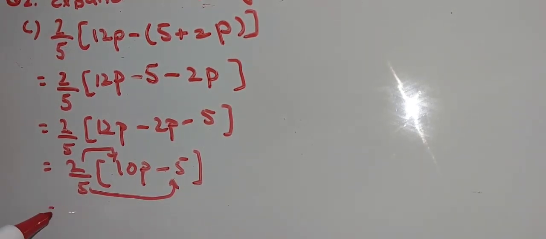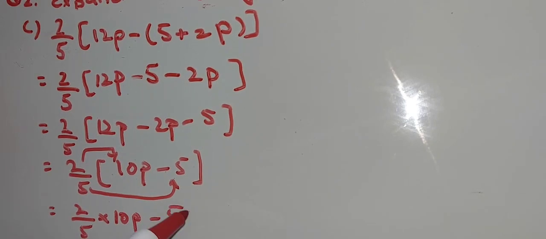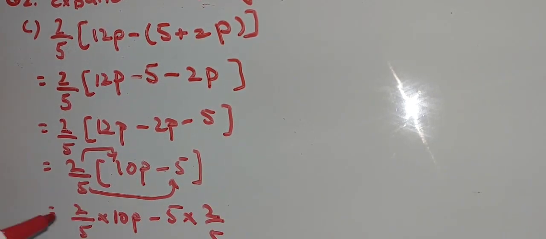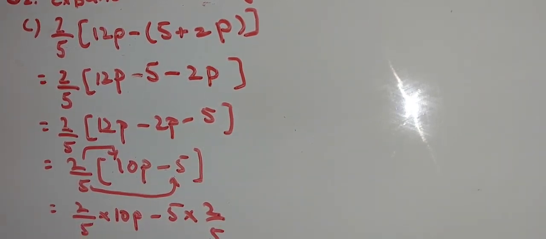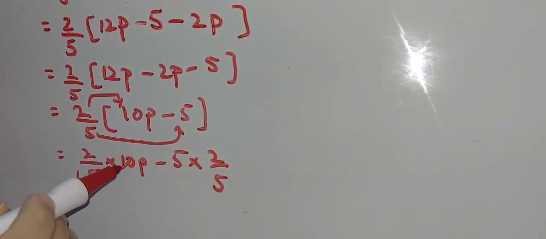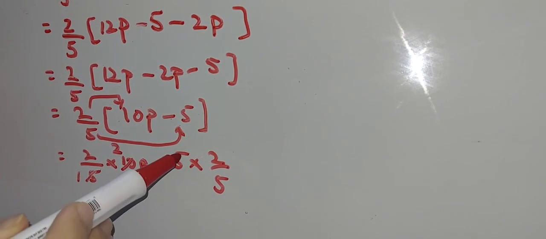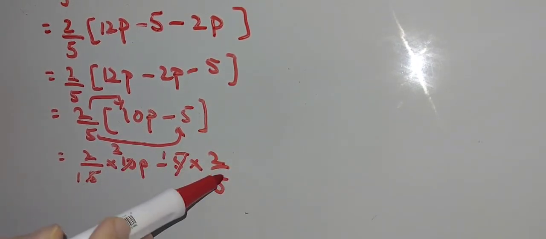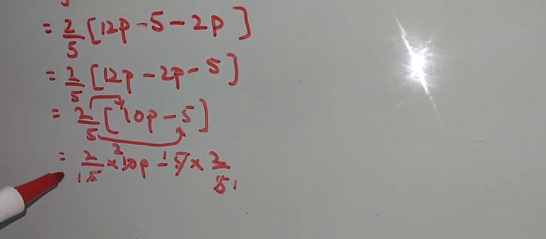Let's start. 2 upon 5 multiplied by 10p. Then minus 5 multiplied by 2 upon 5. Either you write here or there, it makes no difference. Now we have to cut whatever we can cut. So 5 ones are 5 and 5 twos are 10. Here 5 ones are 5 and then 5 ones are 5. What is left: 2 multiplied by 2p, it will become 4p.